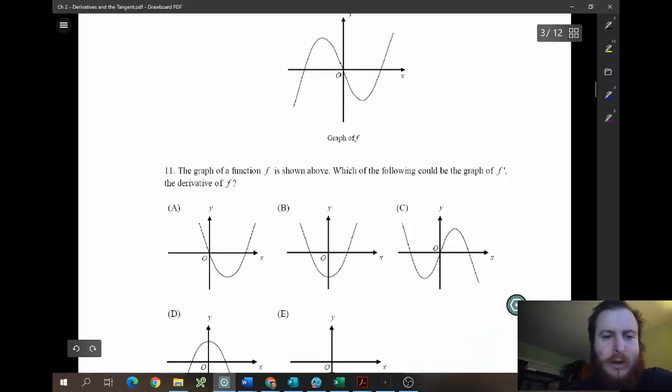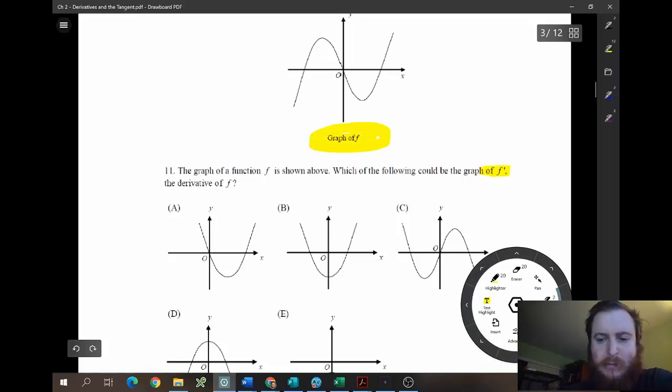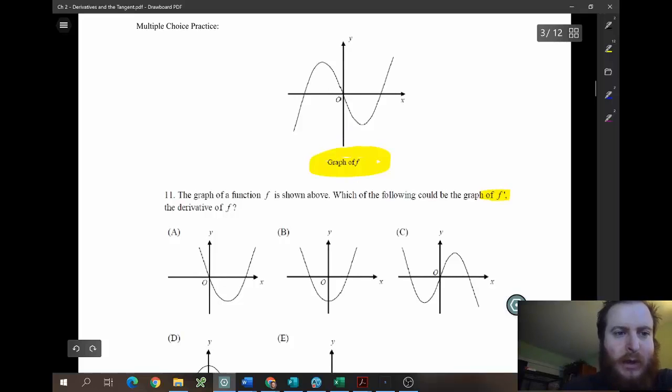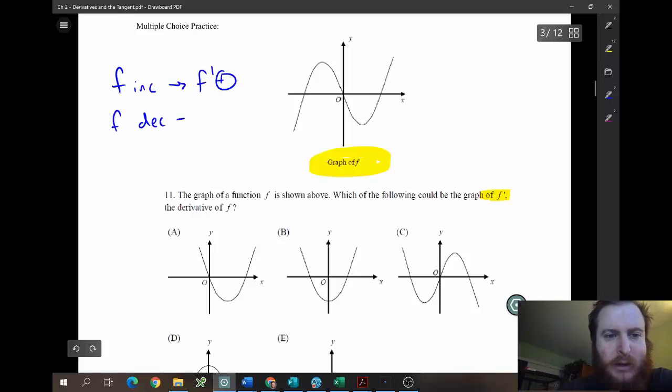So first question is showing us the graph of f, and we want to figure out which one of these could be the graph of f prime. So we want to make sure that we match up that whenever f is increasing, f prime is positive, above the axis, and whenever f is decreasing, f prime is below the axis. And so what I like to do is first find my critical points, and those will be our zeros.